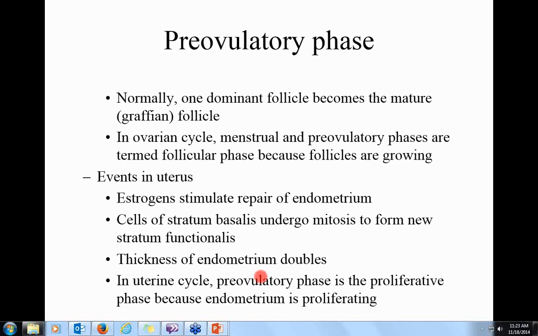And in the uterine cycle, the preovulatory phase is also called the proliferative phase because the endometrium, particularly the stratum functionalis, is growing in thickness.